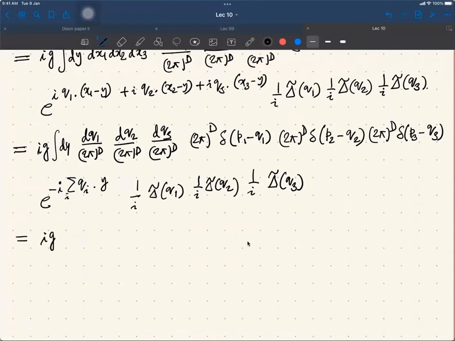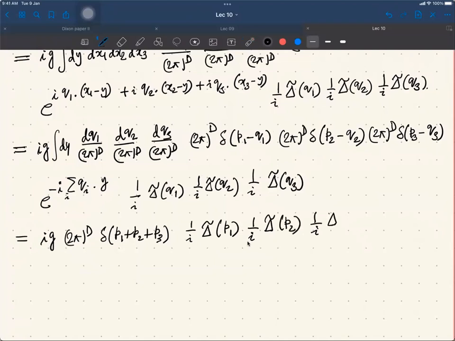So you perform the q integrals and the y integral. The q integrals can be done, and all the q's will be set to the corresponding p's: q1 will become p1, q2 will become p2, and q3 will become p3. Now this y integral has only this, and that gives you a delta function of sum over i of qi, but that is the same as sum over i of pi because of these delta functions. So one has 2 pi to the power d, coming from the y integral, delta of p1 plus p2 plus p3, times 1 over i delta tilde p1, 1 over i delta tilde p2, 1 over i delta tilde p3.